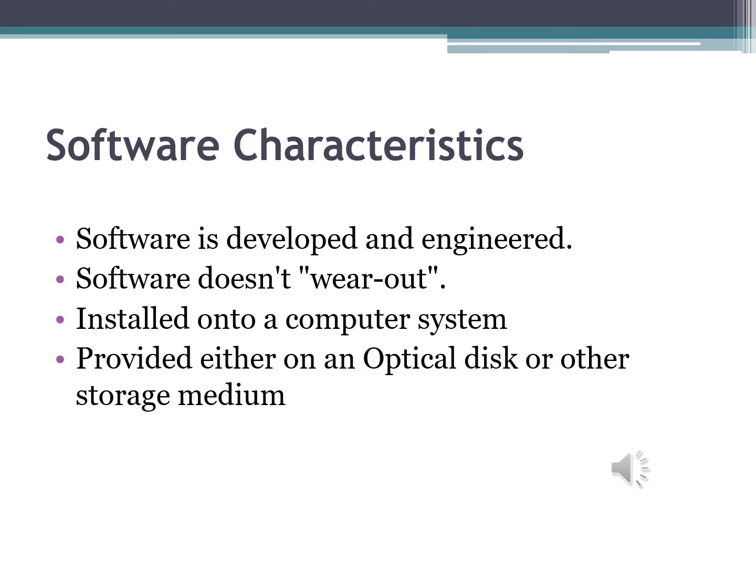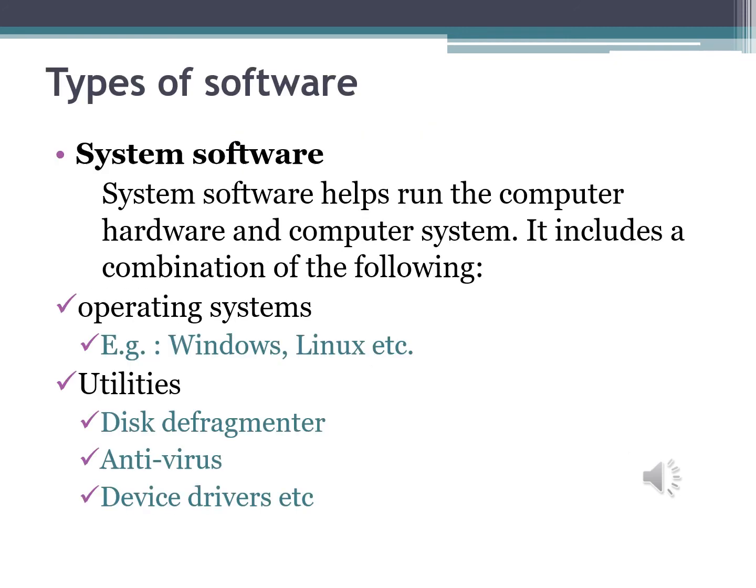Software is developed and engineered. Software doesn't wear out. It is installed onto a computer system, provided either on an optical disc or other storage medium. System software helps run the computer hardware and computer system. It includes a combination of the following: operating systems, e.g., Windows, Linux, etc., utilities, disk defragmenter, antivirus, device drivers, etc.